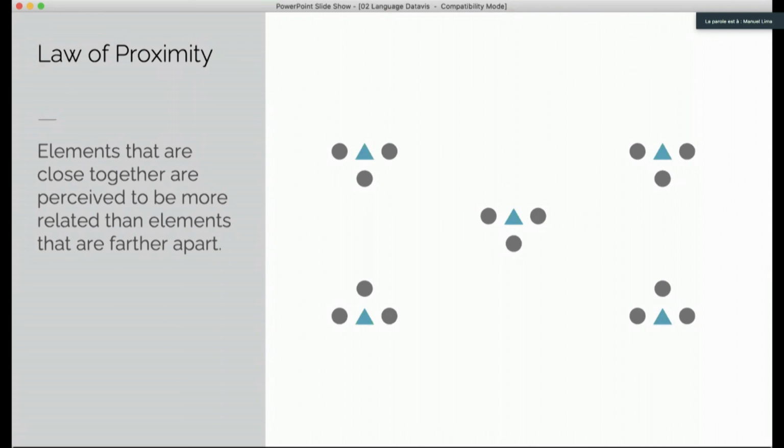Apart from the law of similarity is also the law of proximity. And the law of proximity is really the ultimate law. And it tells us that elements that are close together are perceived to be more related than elements that are further apart, right? So immediately you do see the difference between, of course, there's a triangle and there's like a bunch of circles, but your brain detects 5 individual groups on the screen. Why? Because we associate proximity to being related. So you just create 5 separate groups of 3 circles and 1 triangle each.